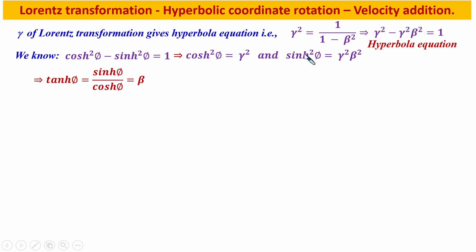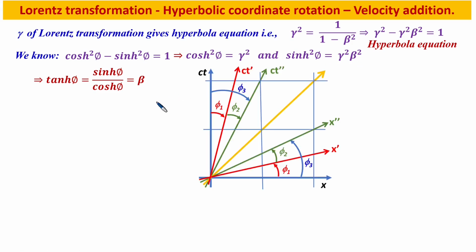And if I take the ratio of sinh square phi by cosh square phi and take the square root, I get tanh phi as this. Gamma square beta square divided by gamma square is beta square, and taking the square root, this is beta. So from the Lorentz transformation, we can also find the velocity addition. Suppose this is a coordinate with some velocity v1, and this is with velocity v2 with respect to this. Then what is the velocity with respect to the initial? This is phi 3. So the angles will be added, but velocities will not get added. That we will see here.